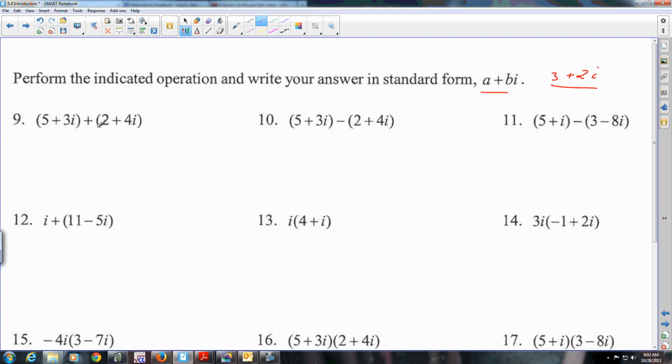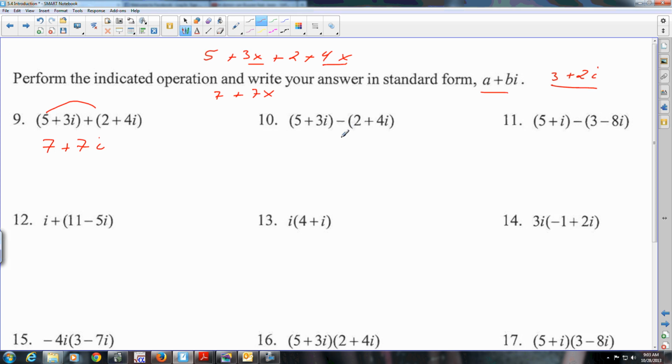When you're adding these together, think of i like x. If I gave you 5 plus 3x plus 2 plus 4x, you guys would just add like terms. Okay? So you get 7 plus 7x. i is really no different when you're adding or subtracting. Think of it like a variable. Now it's not a variable, but think of it as one. So you have 7 plus 7i.